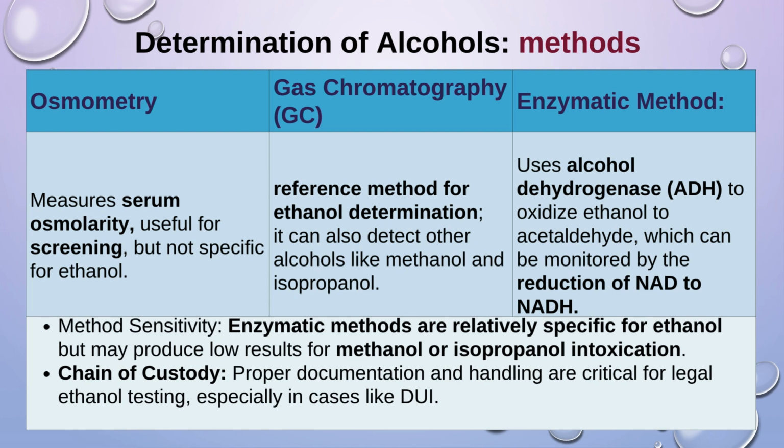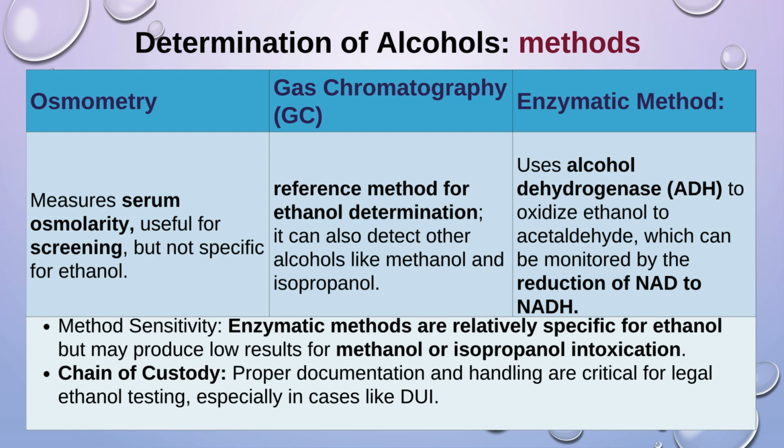Next is determination of alcohols. So what are the methods? We have osmometry. That's why we have osmolality. Serum osmolarity or osmolality is useful for screening but not specific for ethanol. And then we also have gas chromatography, GC. This is the reference method for ethanol determination because it can detect other alcohols like methanol and isopropanol. So if you think of alcohol and the reference method, the gold standard, always think of GC or gas chromatography.